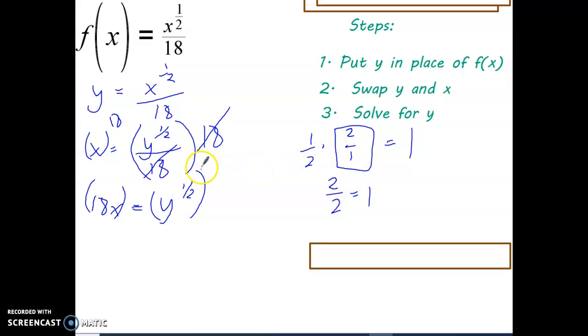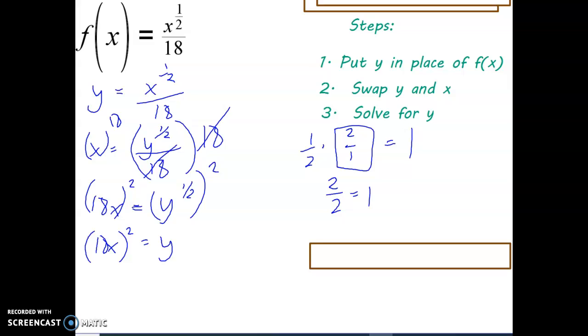So what I'm always going to do is raise this to the power that's the reciprocal of this one. So in this case, the reciprocal is 2 over 1. 2 over 1 is the same thing as 2, so I'm just going to choose to write a 2 there. All right, so I have on this side 18x squared. And on this side, 1/2 times 2 over 1, raising a power to a power, is going to be 1, which is understood, so I don't have to write it.